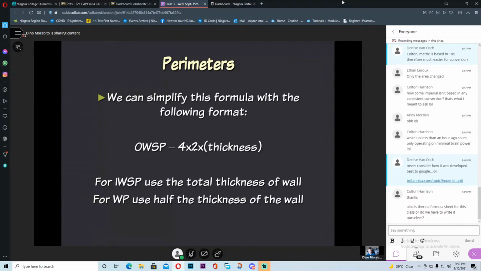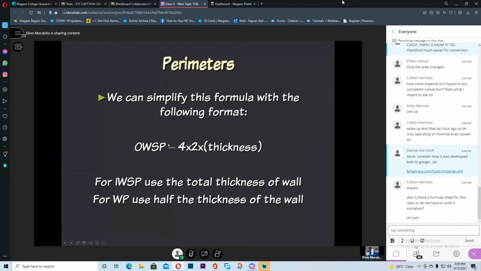There's going to be a lot of this contained in your workbook. Okay, you don't need to write it down yet. If I was to do this, I could take the existing number that I've got and subtract 4 times 2, 8, times the thickness. Now that would be the thickness of the wall in this case.